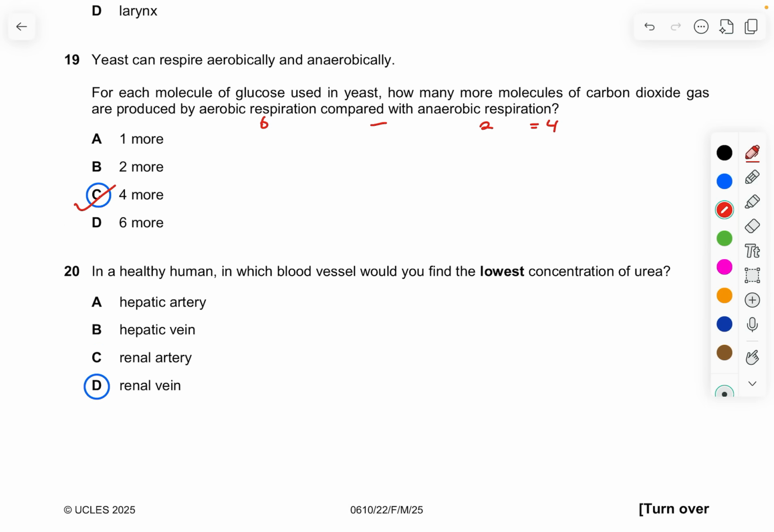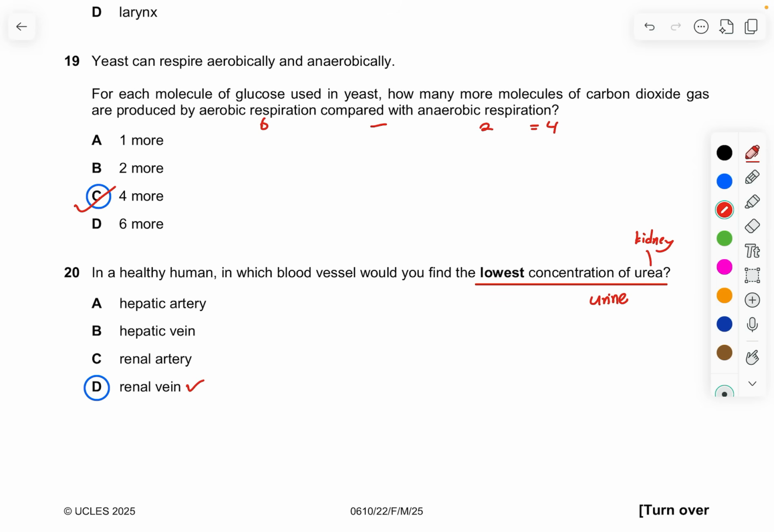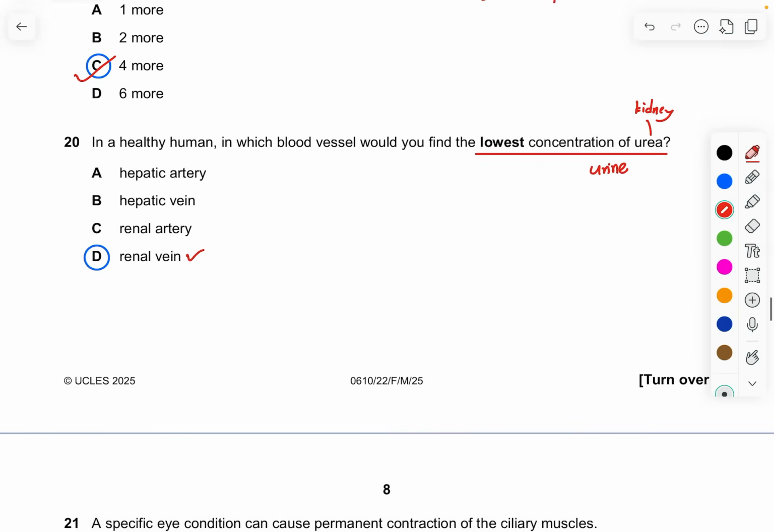Question 20. In a healthy human, in which blood vessel would you find the lowest concentration of urea? You know that urea will be part of the urine afterwards. So where can you see the lowest concentration? It should be the renal vein. Why is that? Because the urea is drained into the kidney for processing. What goes back to the blood, the renal vein, has less urea. If urea went back into the blood, then what would be the purpose of us peeing? Removing the waste product is important. So the renal artery will have one of the higher urea concentrations, but in the renal vein it is already reduced.